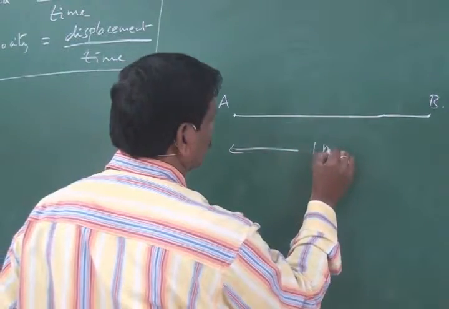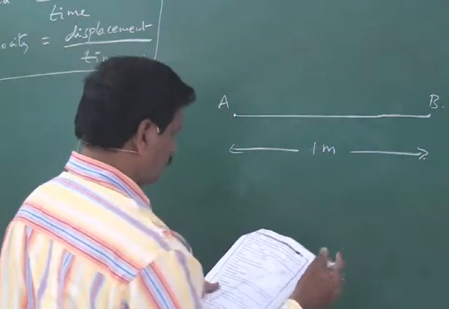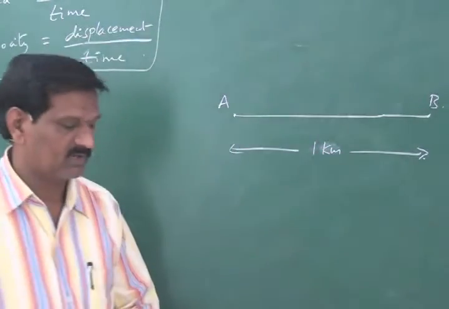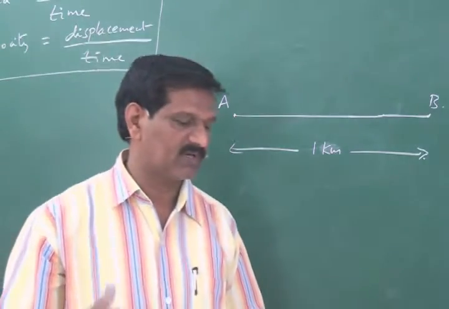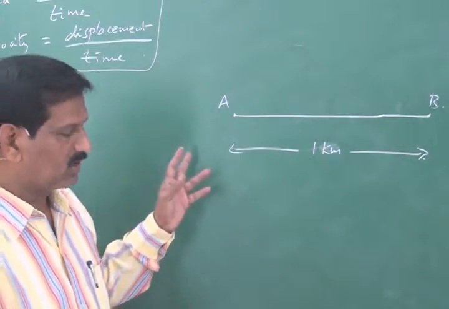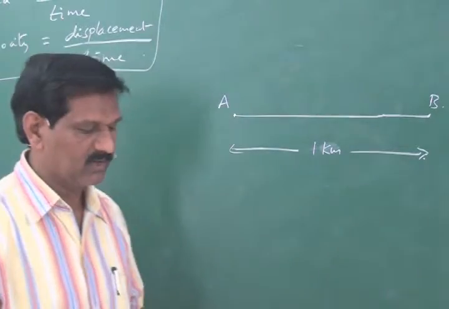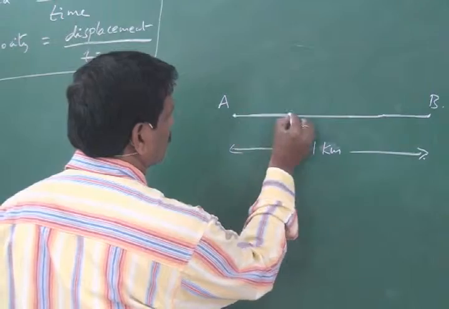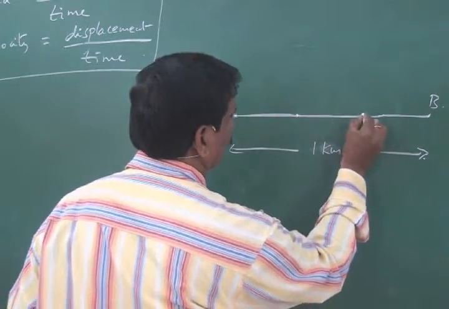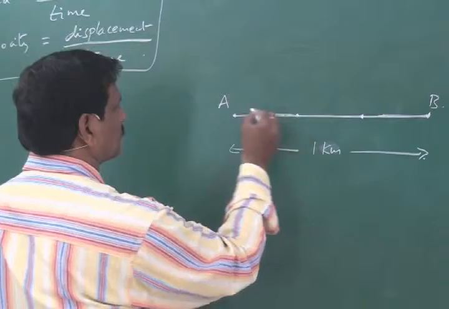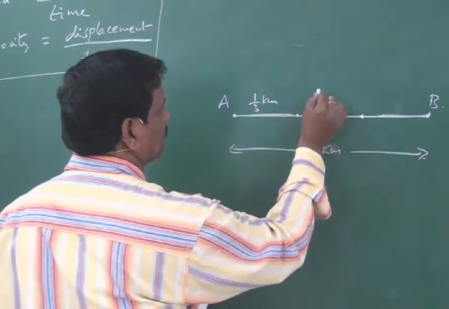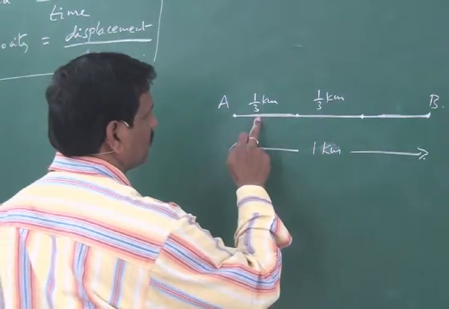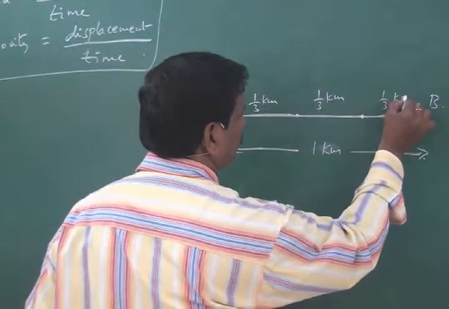Total displacement of the journey is 1 kilometer, because velocity is given in kilometer per hour. Hence, we assume the total displacement of the journey is 1 kilometer. Here it is given the first 1/3 distance, second 1/3, third 1/3. So this is 1/3 kilometer each. We divide the total journey into 3 equal parts: 1/3 kilometer, 1/3 kilometer, 1/3 kilometer.